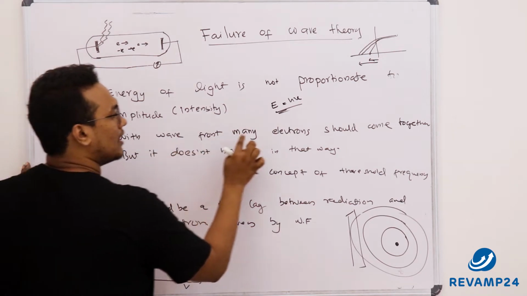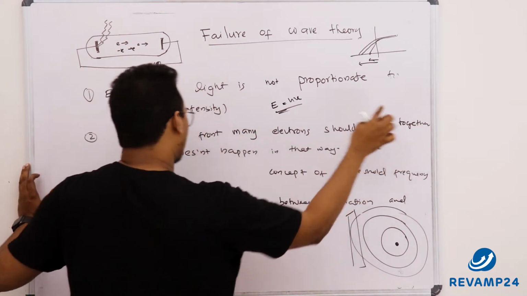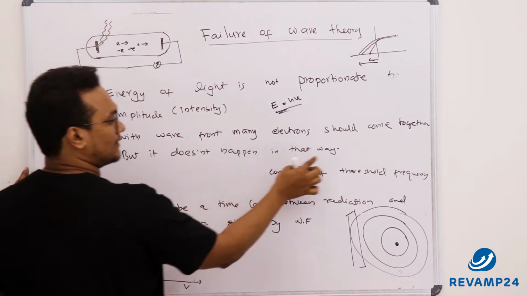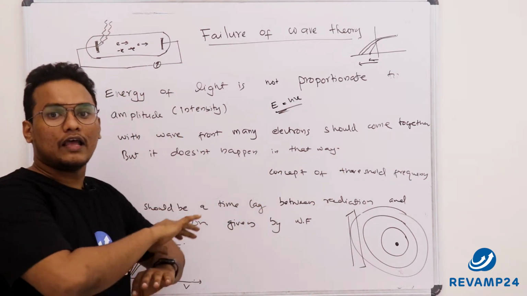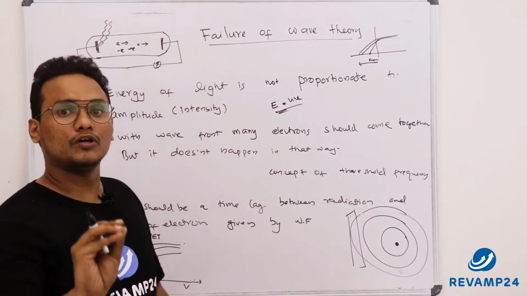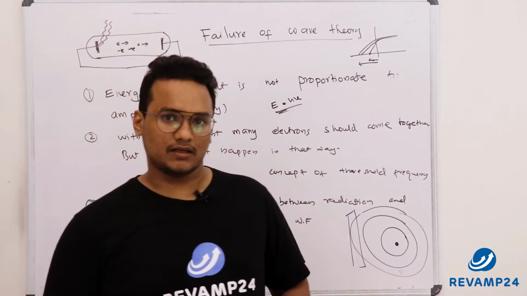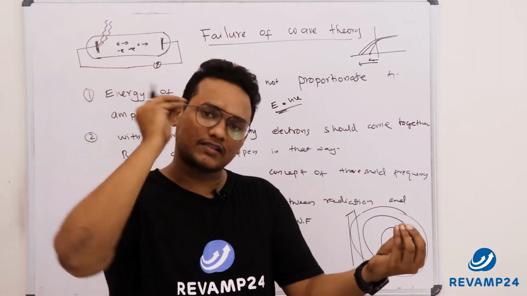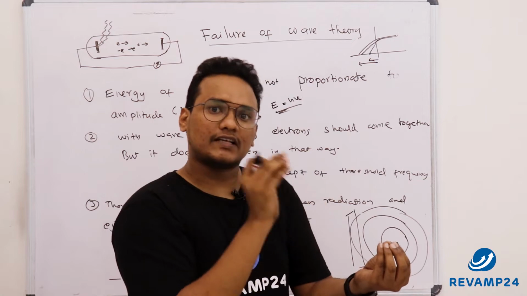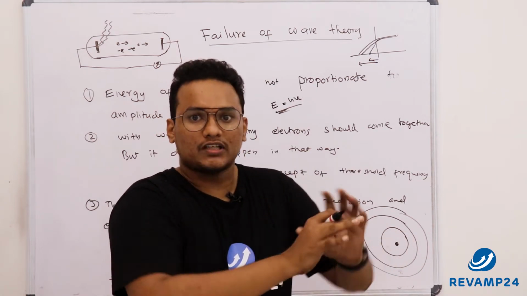So with a wavefront, many electrons should come out together, but it doesn't happen that way. And the next thing is, as per the wavefront, all frequencies should be able to cause photoelectric emission as per wave theory, because whatever the frequency, that frequency will load energy after exposure for a longer time.